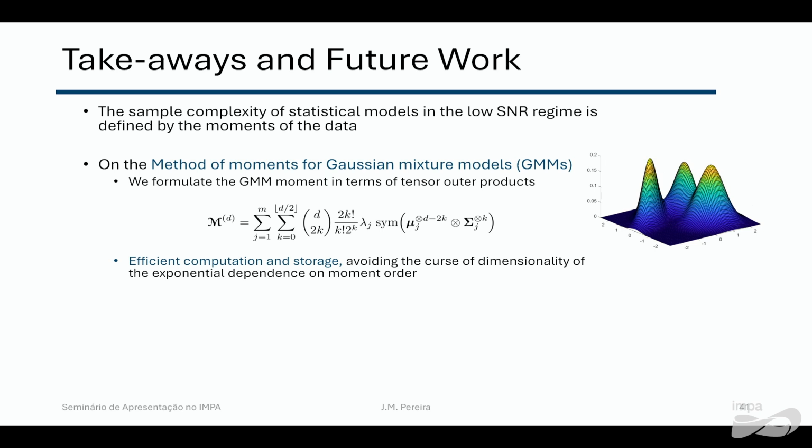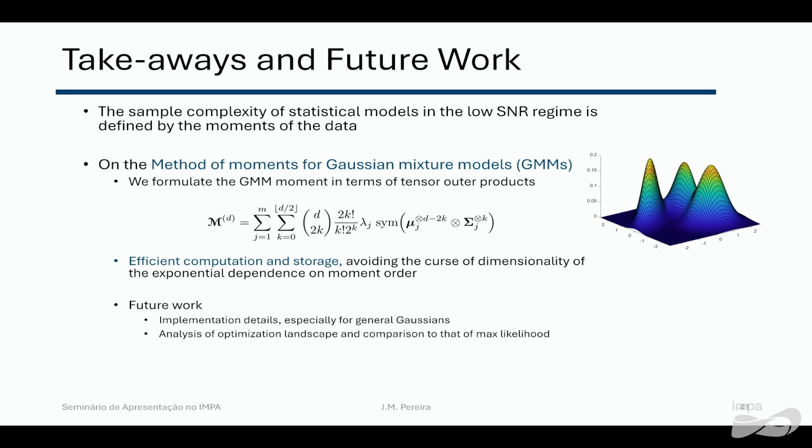And so to wrap up, I talked about two things. One was the sample complexity of these very noisy, low signal-to-noise ratio problems. And we saw that the sample complexity was given by the moments of the data. And the other thing was getting this nice, amenable formula for Gaussian mixture models. And we also got to this efficient computational and storage algorithm that makes this optimization easy and comparable to do with EM.